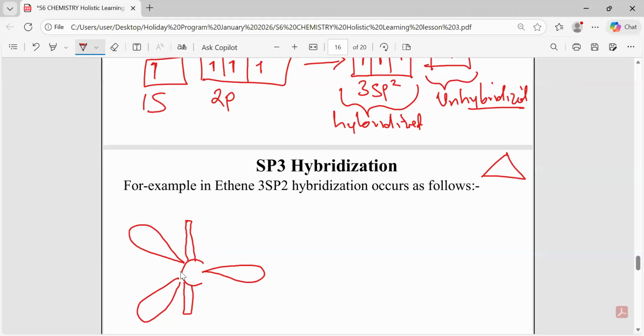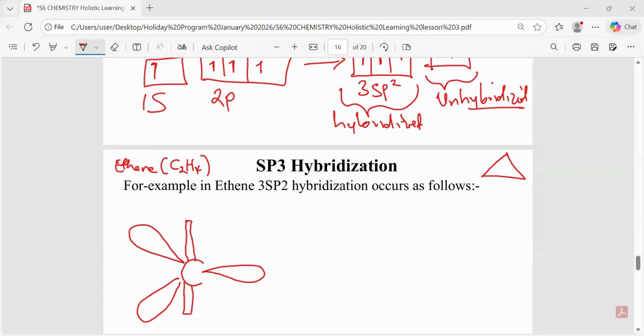Don't forget that we're looking at ethene, and ethene is C2H4. Are we there? Hello? Yes. Please, we are together. Make sure that you're speaking. That's when I will know that we are moving together.